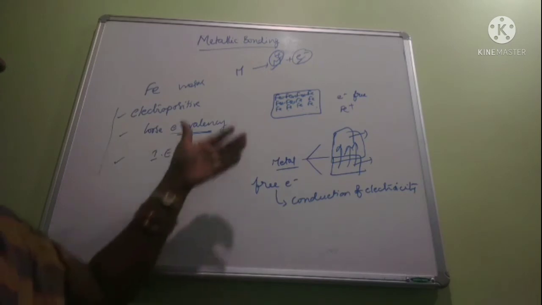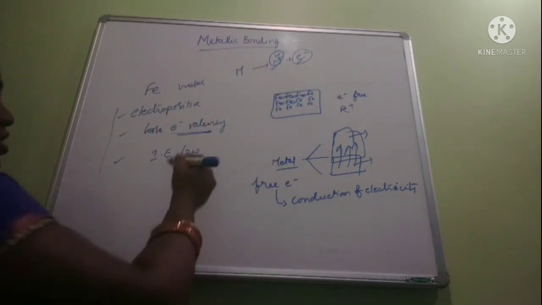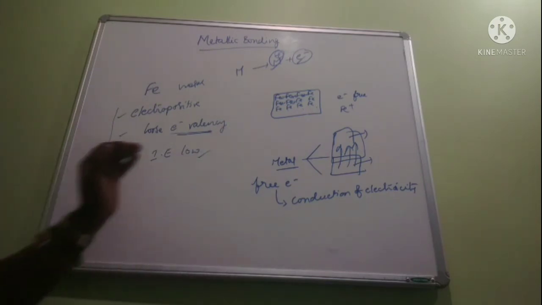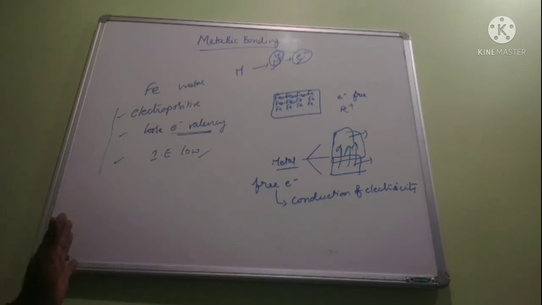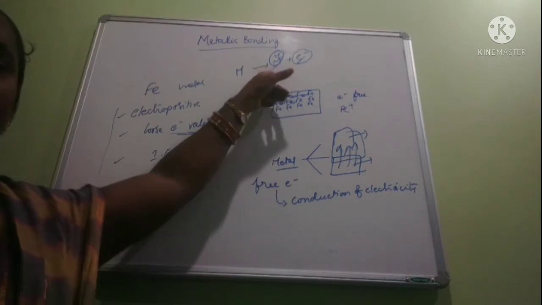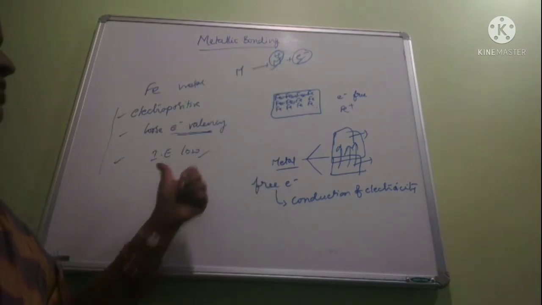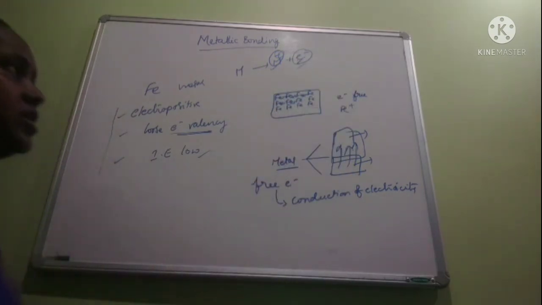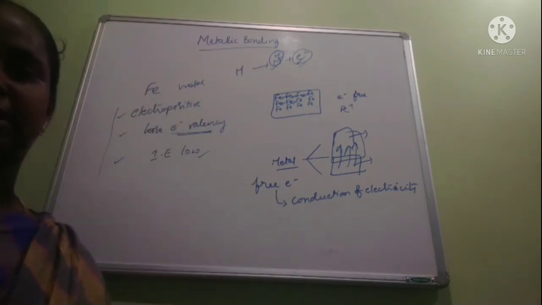Okay, what are the factors that are favorable for metallic bond? One is low ionization energy. If the energy required to remove the electron is less, we can easily remove the electron and cation formation will be more readily formed. And the availability of free electrons should be more, then only metallic bonding takes place.